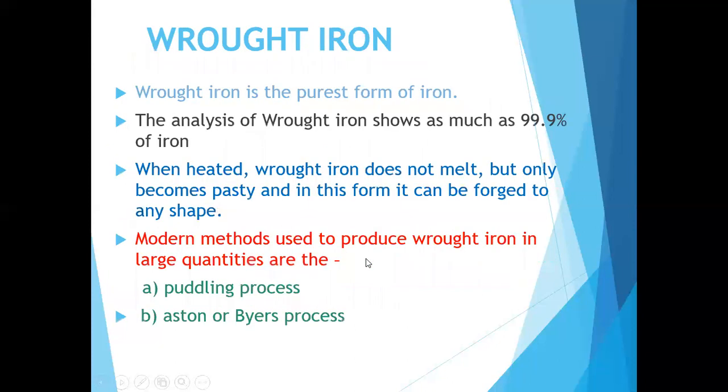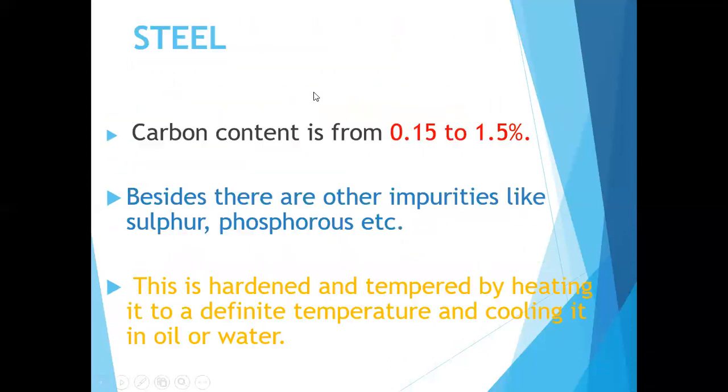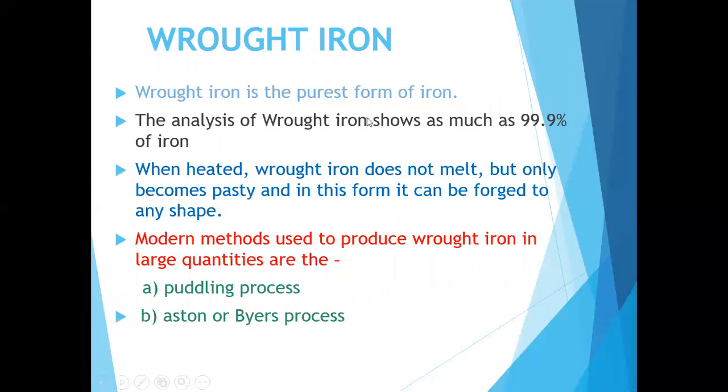Okay. The third classification of iron is wrought iron. Wrought iron is the purest form of iron. A very important point: which one is the purest form of iron? It is wrought iron. The analysis of wrought iron shows 99.9 percent iron. So it is the purest form of iron.